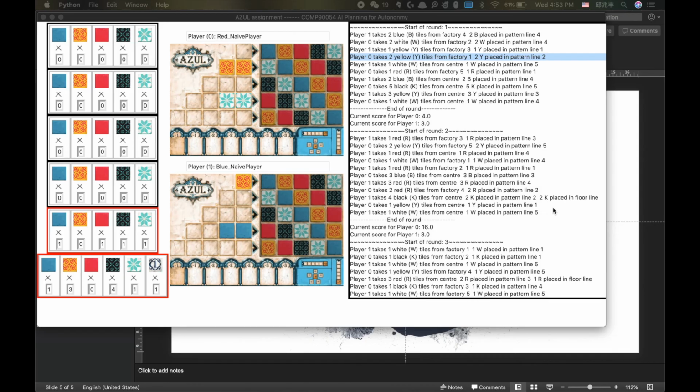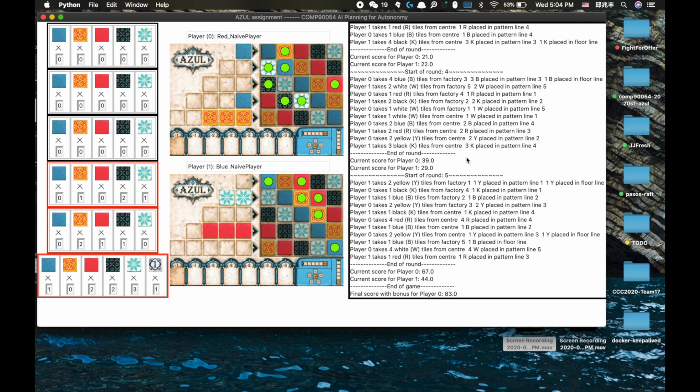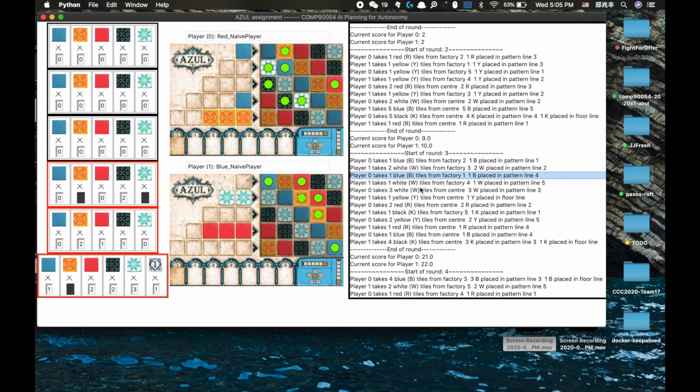Because our TD agent didn't get enough training, here I will only show you our best player versus our Minimax player. This one is our best player and this one is our Minimax player. And you can see here the Minimax player put just one tile into its fifth line, which it is not supposed to do.